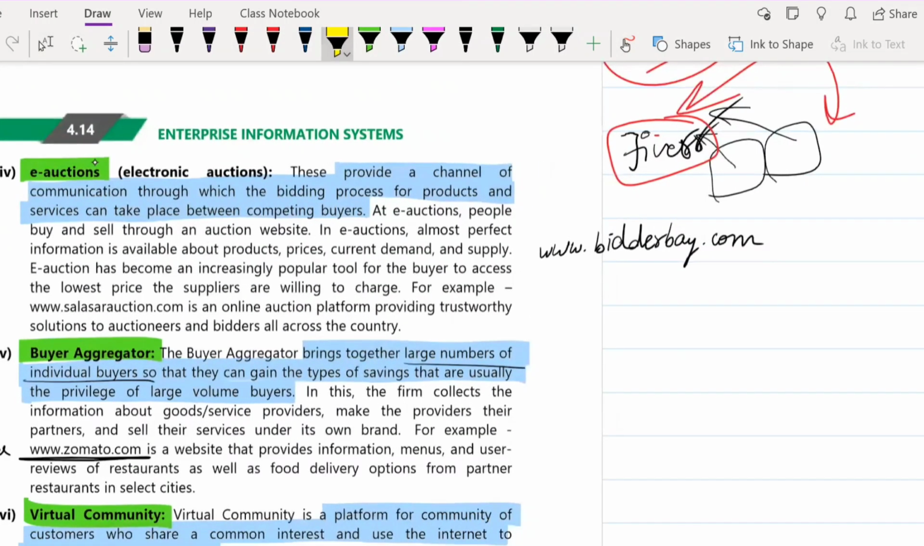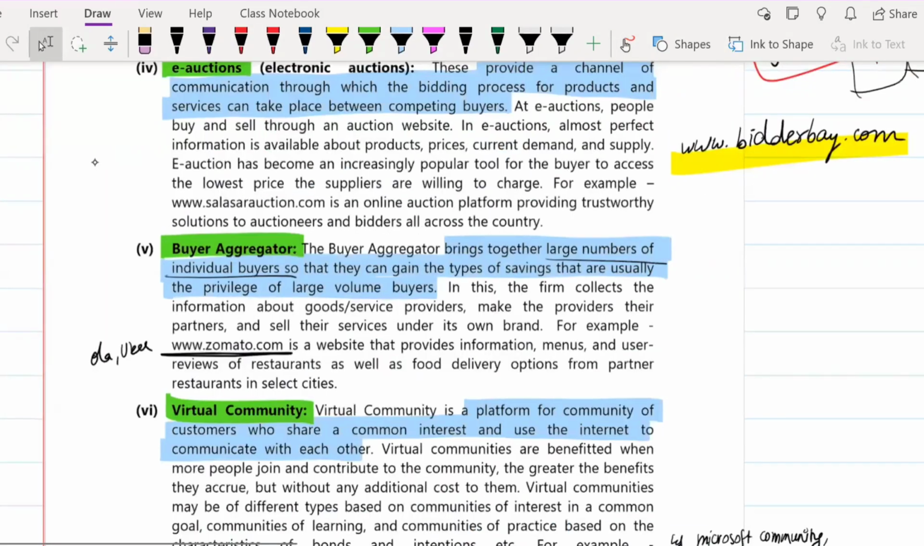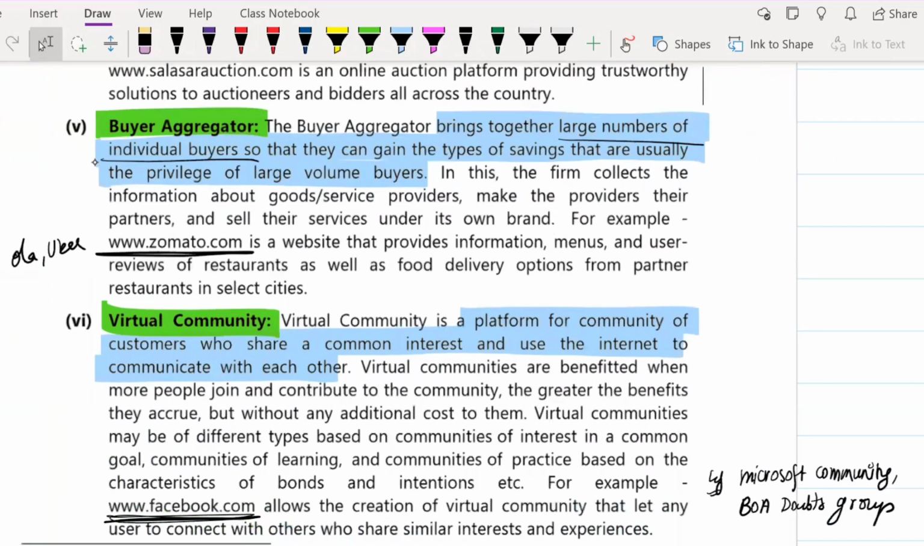One example for e-auctions is www.bidderbay.com.